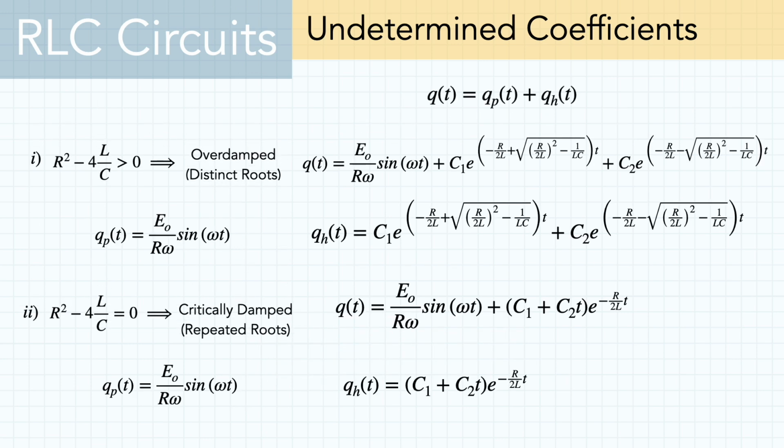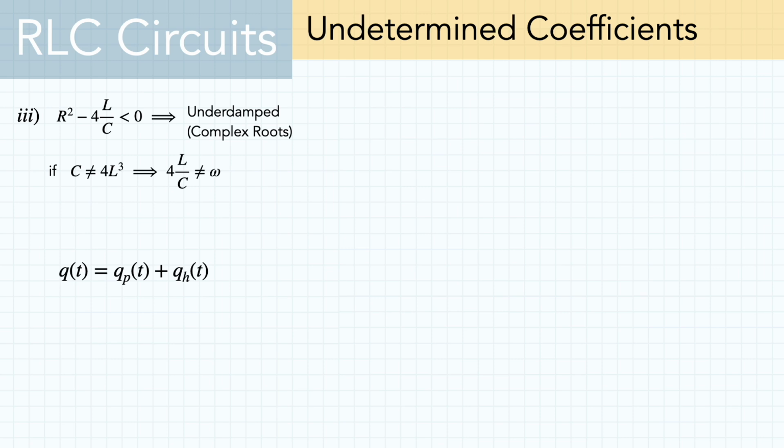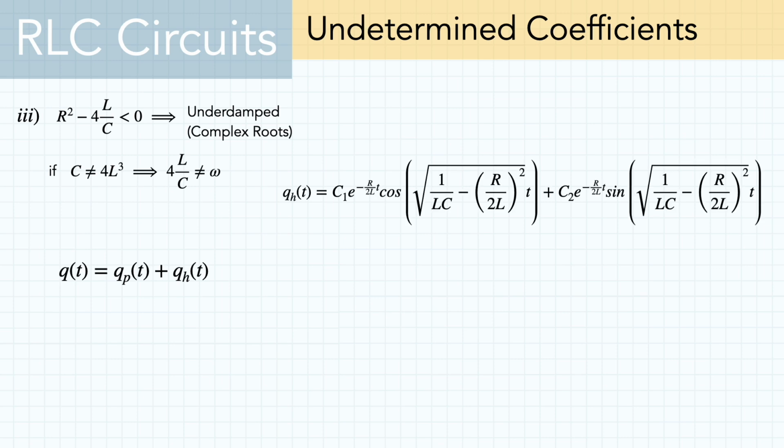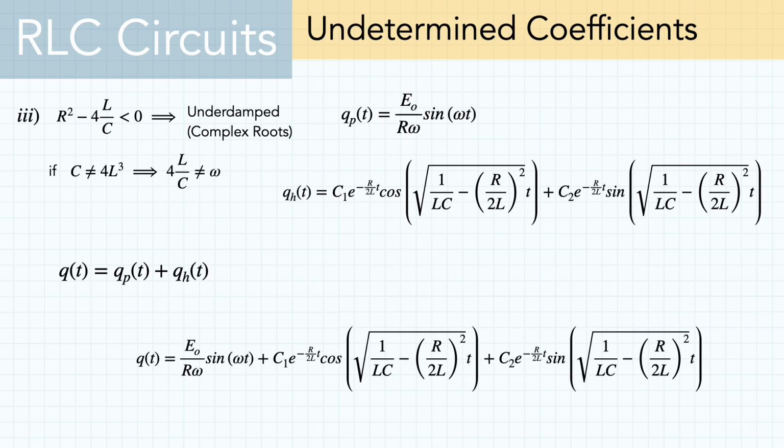And since we already have the particular solution for the scenario where s equals 0, we can also add it to our homogeneous solution for the third scenario, which is an underdamped system with complex roots. The only thing we have to know here is that this only occurs when the capacitance does not equal 4 times the inductance cubed, which means that 4 times L over C does not equal omega. That is not the frequency. And when that is the case, then we have s equals 0, and if we add the particular and the homogeneous solution, we're left with this equation.